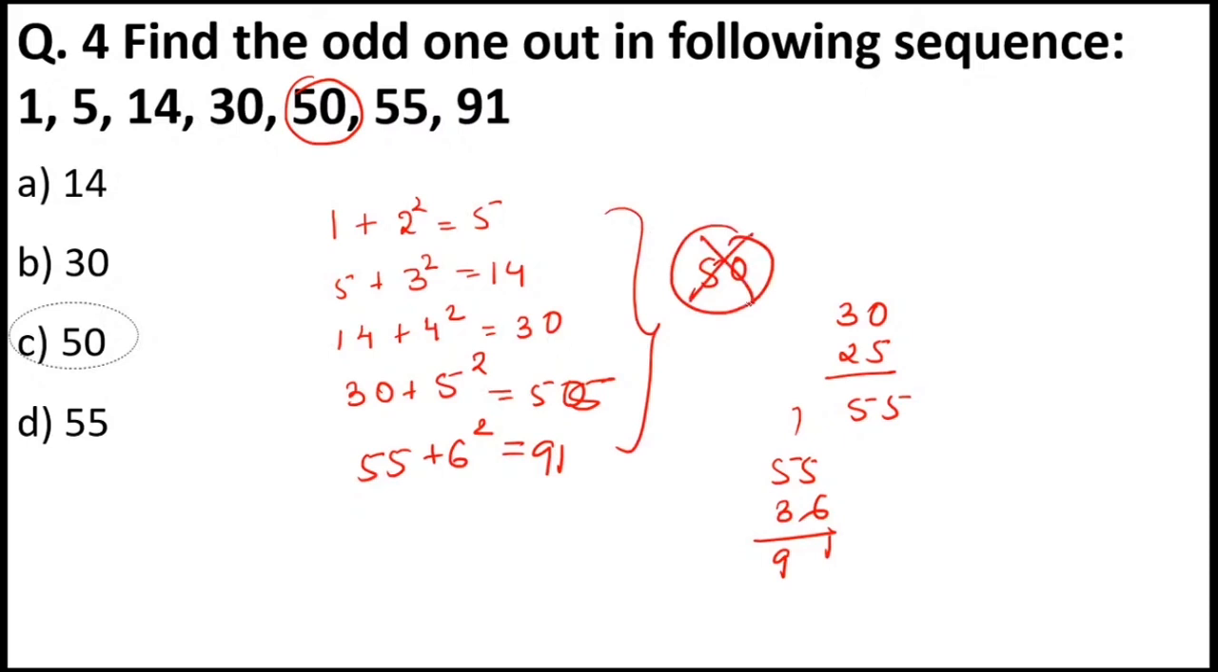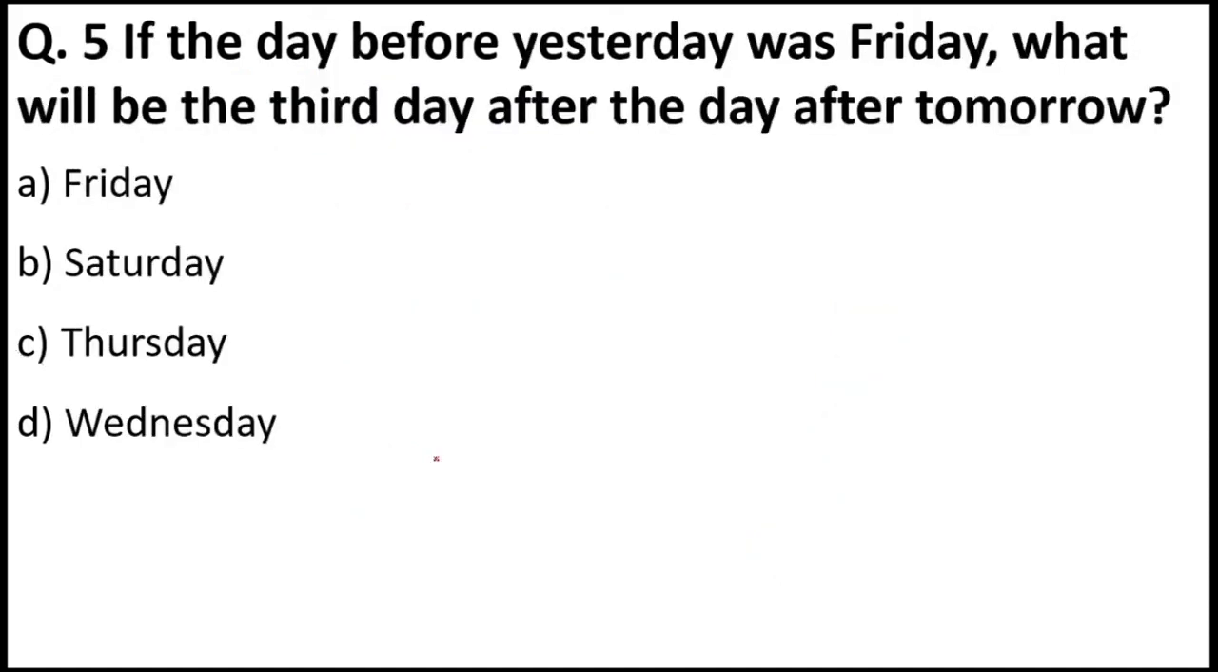You know, 91 is not the wrong answer. 91 is absolutely correct. You see, in the series, we are adding 55 plus the square of 6. So let's move on to the next question.